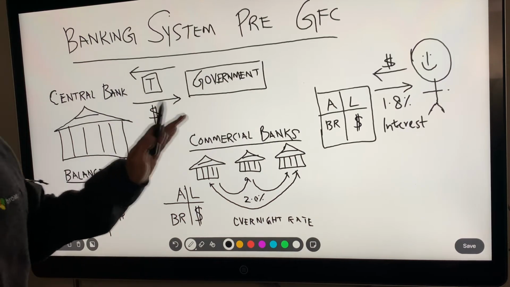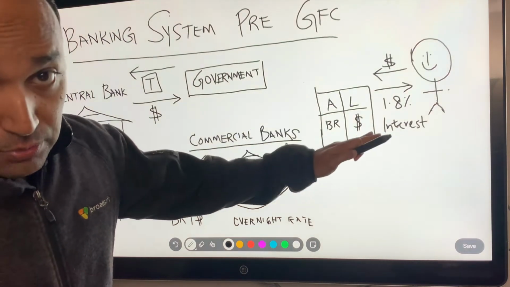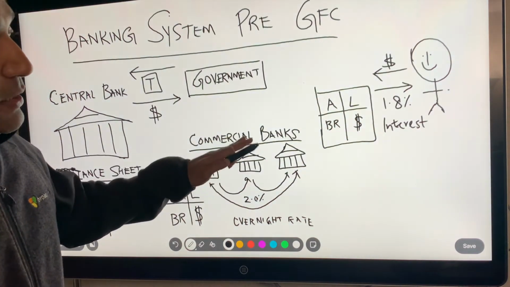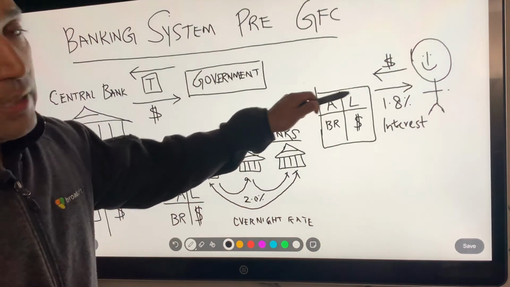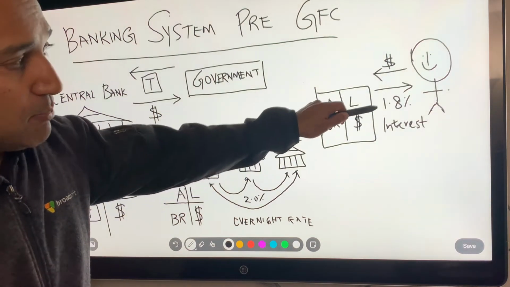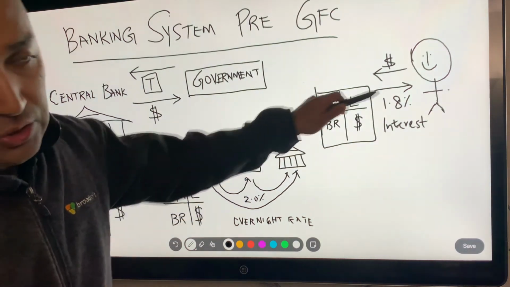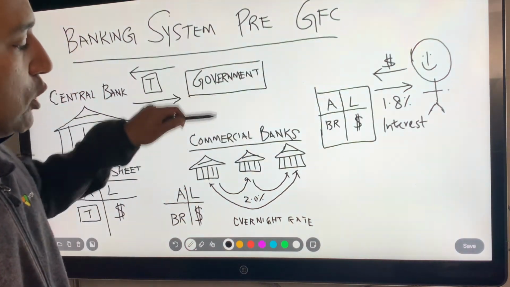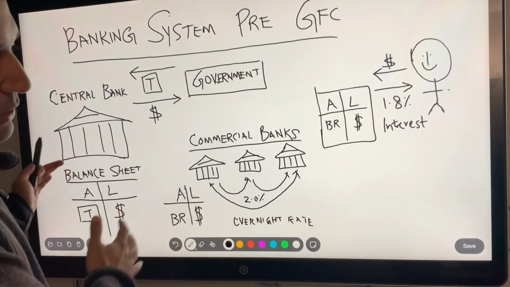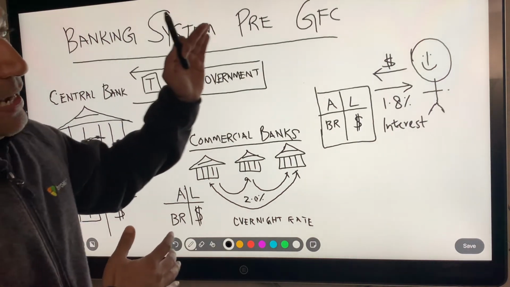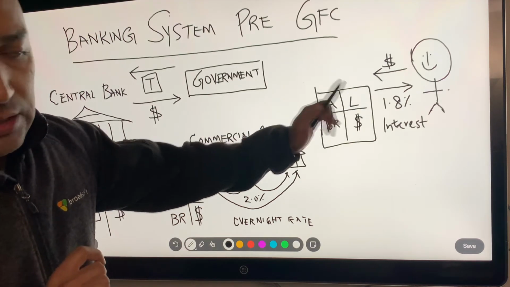The other way for commercial banks to make money is to lend money to consumers, every Joe and Jane, and they also collect deposits from the consumers, and in return they used to pay interest on those deposits. Let's say it's 1.8%. So the interest that they are paying to the consumer must always be lower than the overnight rate. So that's how they make money. Whatever rate is being charged by the central bank, they pass on a smaller amount of interest to the consumer.